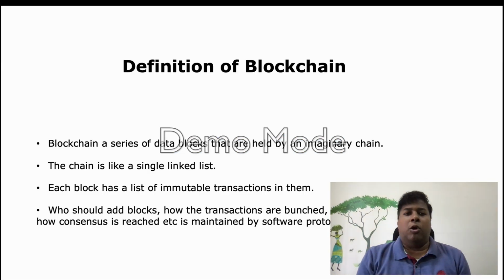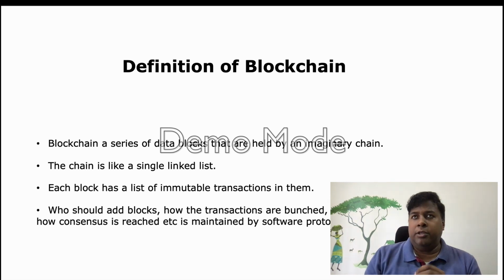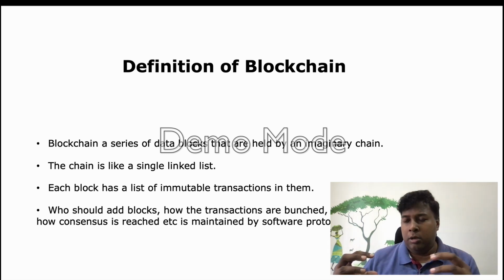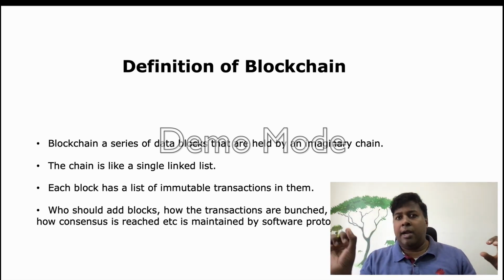So when you think of blockchain, a blockchain is a series of data blocks that are held by an imaginary chain, right? So you have a data block that has some information, and then you have another block which also has some information, and now these are connected by an imaginary chain. Think about it like blocks connected by chains.